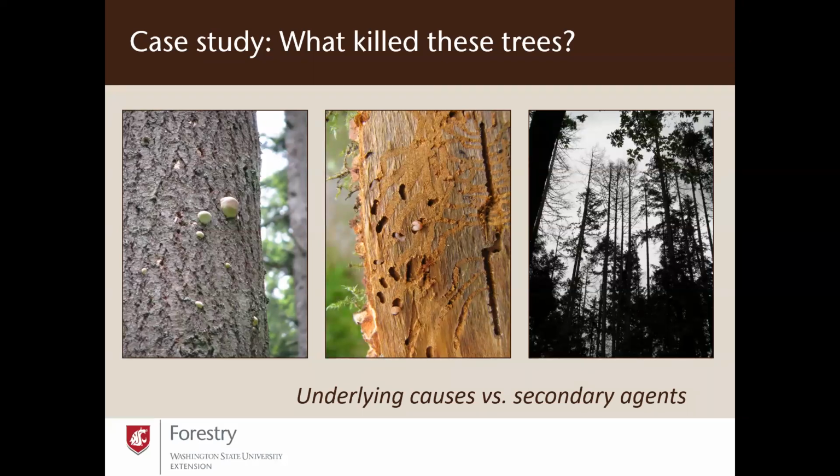A raging laminated root rot infection killed a bunch of trees, which attracted bark beetles, which bring in on them spores for decay fungi like pouch fungus. So it wasn't a pouch fungus or beetle problem. The trees would be just as dead without those. Rather, these are secondary opportunistic agents.